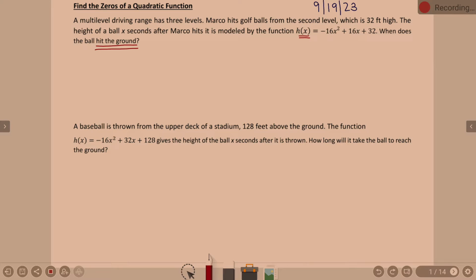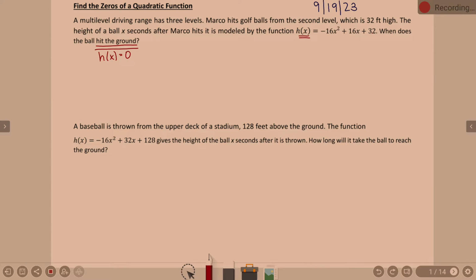When does the ball hit the ground? And what do we know about the ground? We don't. 32 feet. No. Well, you're starting at 32 feet, but the 32 feet is represented in the problem. What do we know about the height of the ground? The ground has a height of 0, yes? That is our base. So when it's asking when does the ball hit the ground, we're being asked when does h of x equal 0.